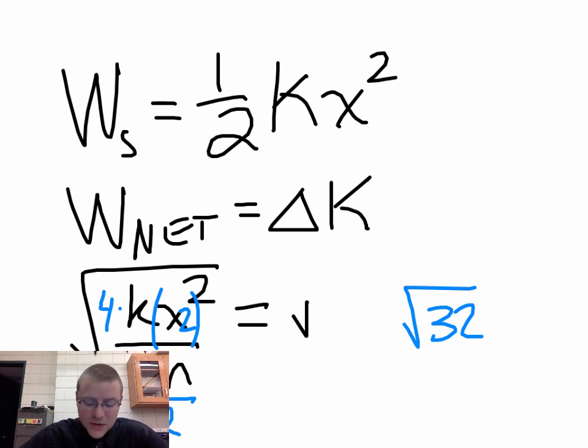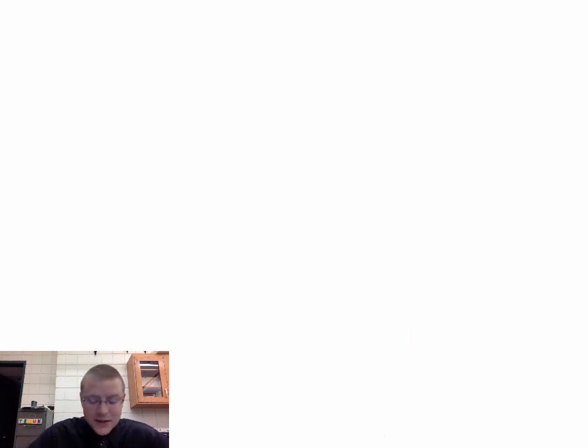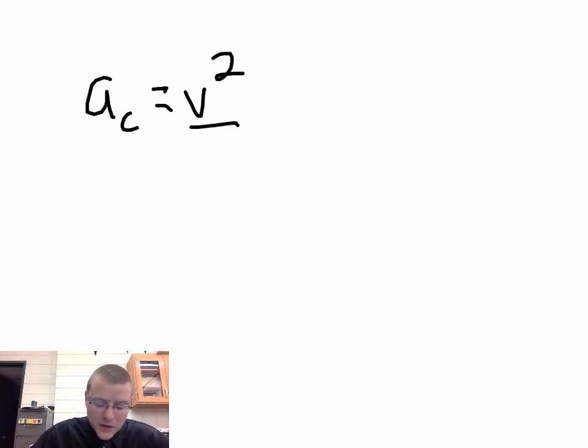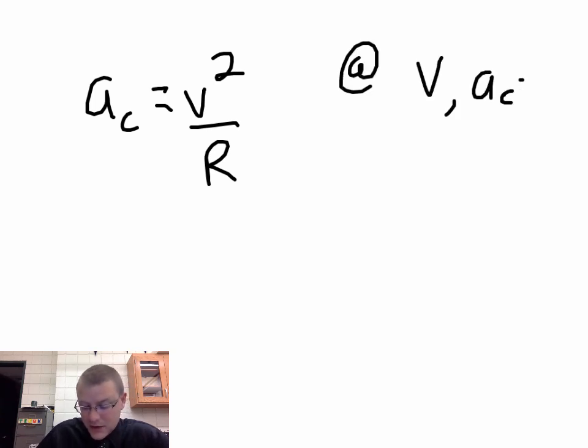One last example I'll do with the ratios is going back to centripetal acceleration. We said that for centripetal acceleration, it was v squared over r. The question was posed to you then, what happens if you increase your speed or decrease your radius? At v, the centripetal acceleration was 1g. The question could be, how could we make that acceleration bigger? How could we make it 4g?